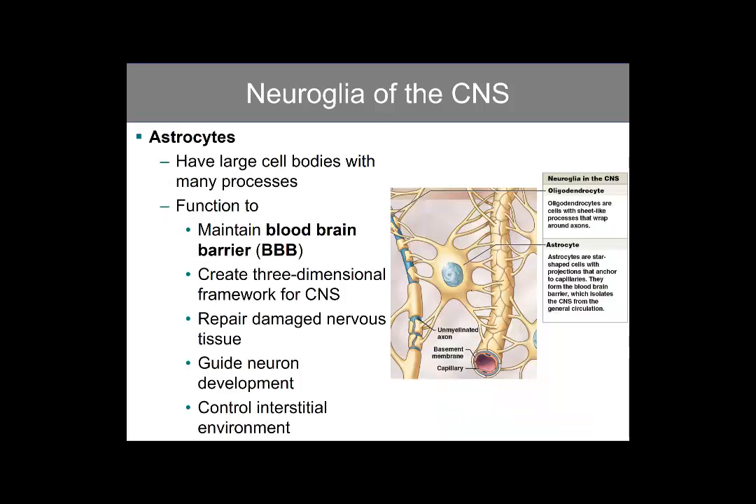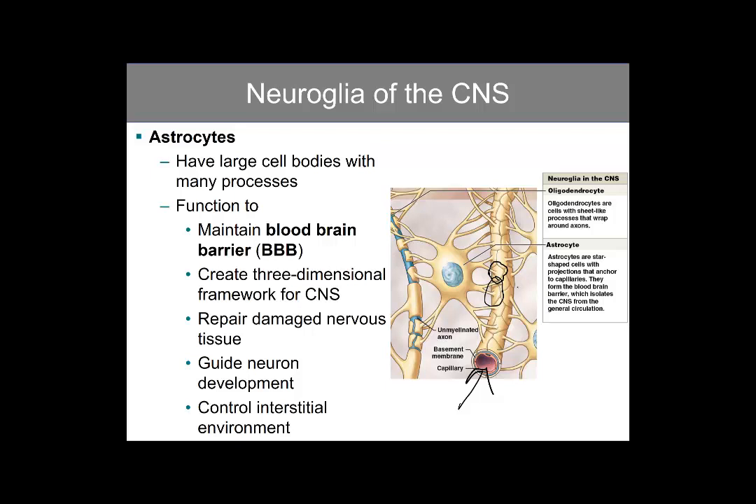Astrocytes have very large cell bodies with a lot of processes. They tend to terminate in these little footpad-like structures that are called podocytes, and they function to maintain the blood-brain barrier. In fact, we can see how this astrocyte in this image is completely covering this blood vessel right here. And in doing so, it creates a barrier between the brain and the blood.